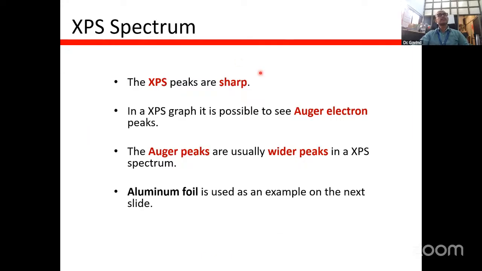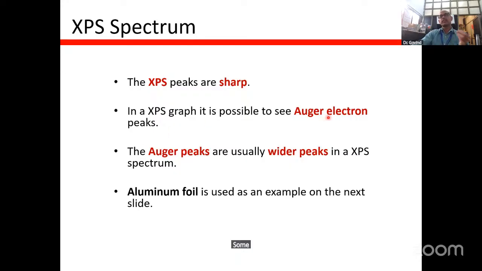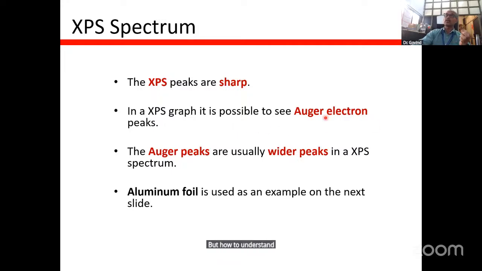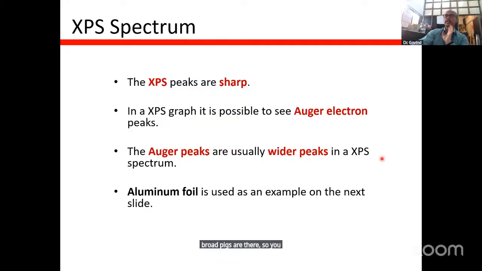So what is the XPS spectrum? How can we understand XPS? XPS peaks are very sharp. When you have any graph of XPS, you will always find sharp peaks. Some other electrons also come out during the measurement, but how do you recognize them? The other electrons are not sharp; their peaks are broad. So you have to understand that's not my area of interest, because that's another electron.